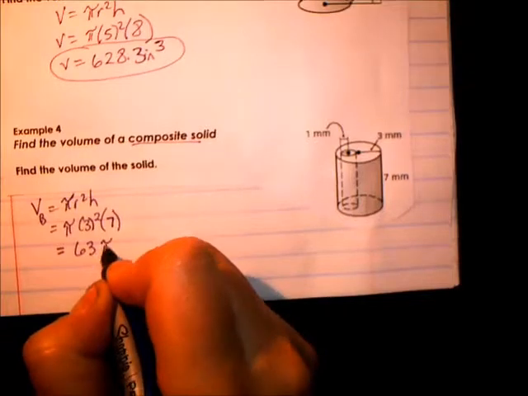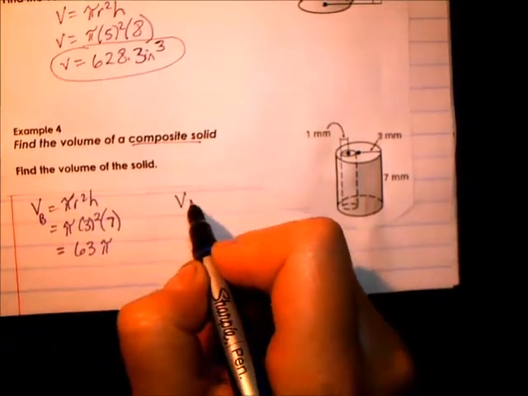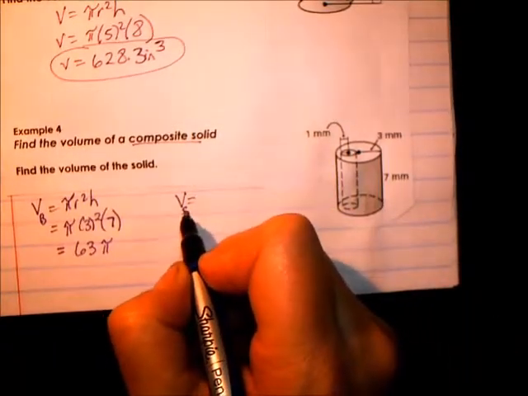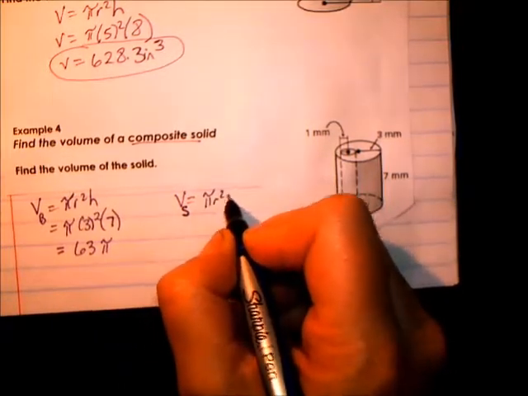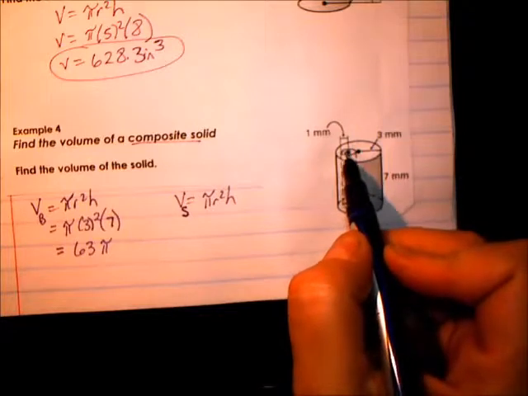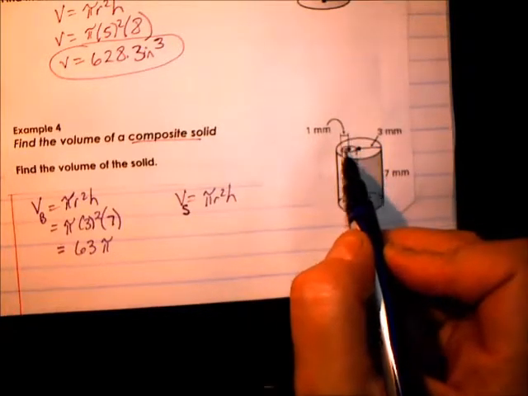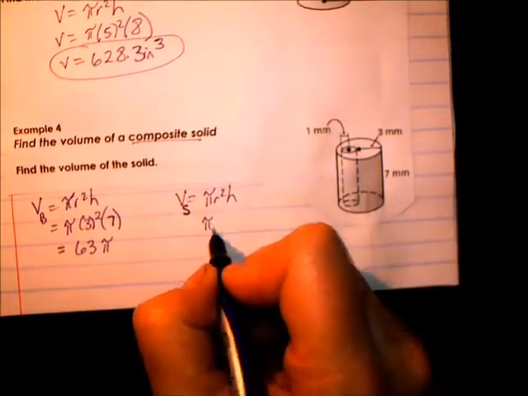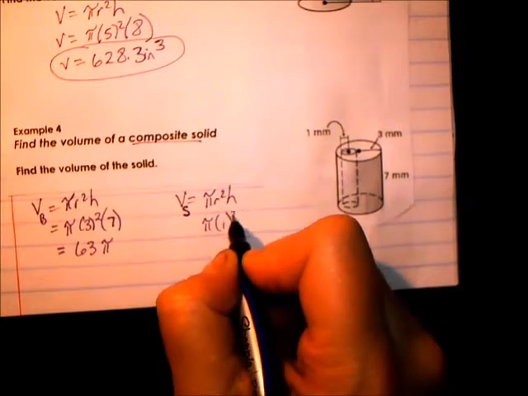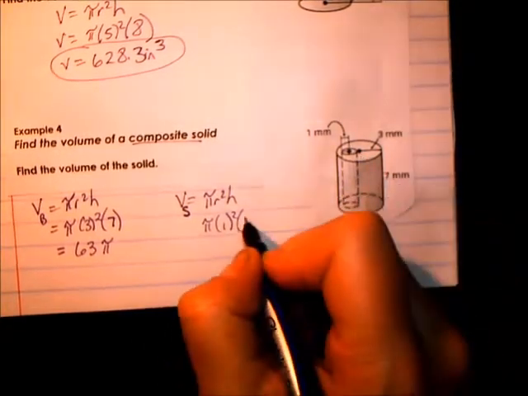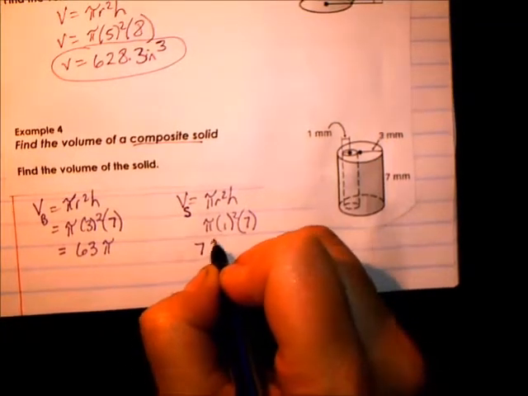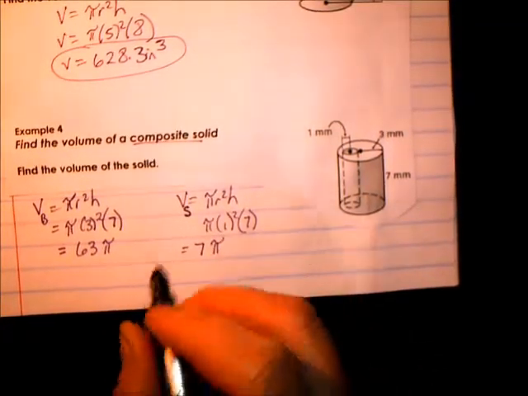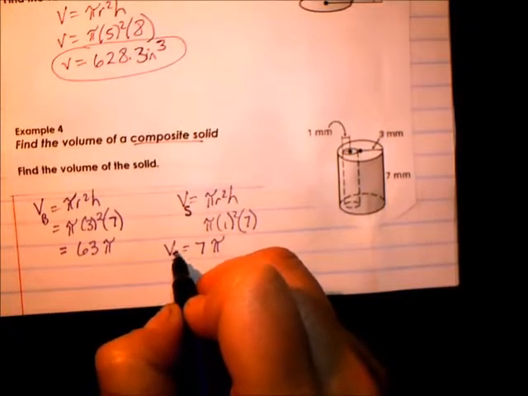And now I need to do the volume of the smaller cylinder, so I'm going to put an S there for the smaller one, using the same formula because it's still a cylinder. This time the radius appears to be a 1, and the height is still a 7. So this will look like 7 pi is the volume of the smaller cylinder.